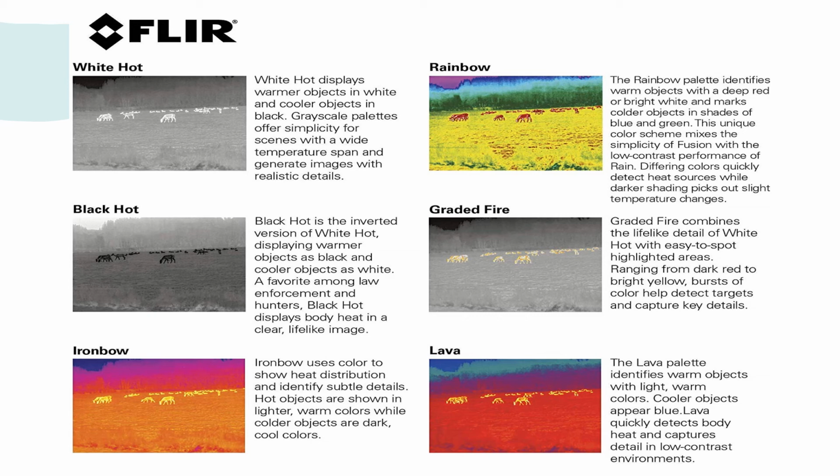Next one is the lava. The lava plate identifies the warm objects with light warm color, and cooler objects appear blue. Lava quickly detects body heat and captures details in low contrast environments. So students, these are the color codes. This helps in measuring the temperature.